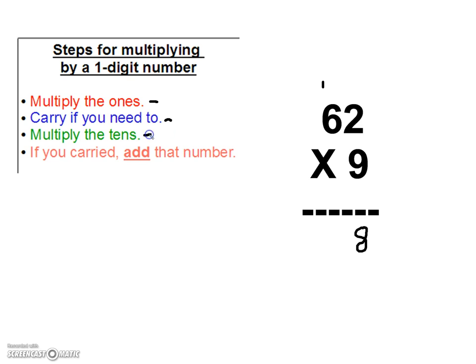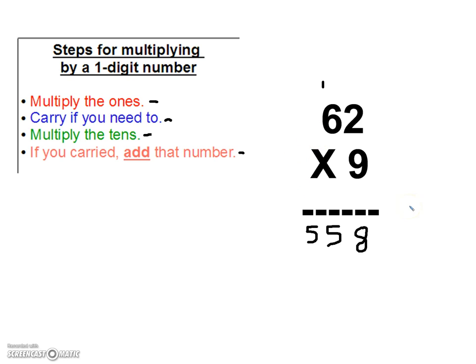Then I multiply the tens. I multiply this digit here by the tens place in the top number. 9 times 6 is 54. Plus 1 is 55, and that's the end of my problem, so I just put 55 down here. And when I did that, I added that number up there, the carried number.